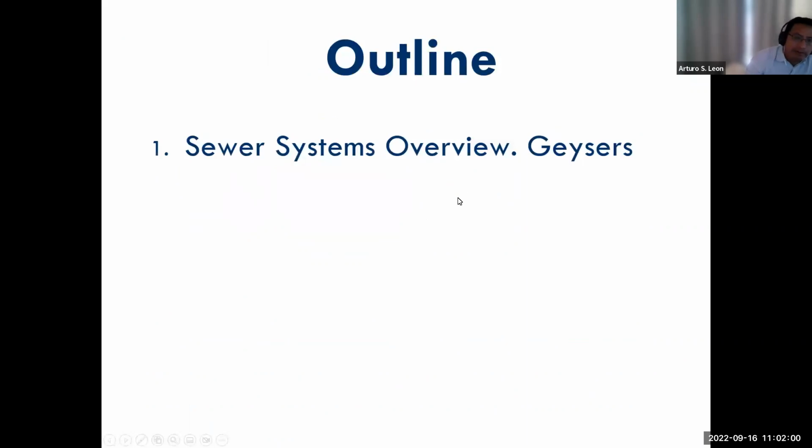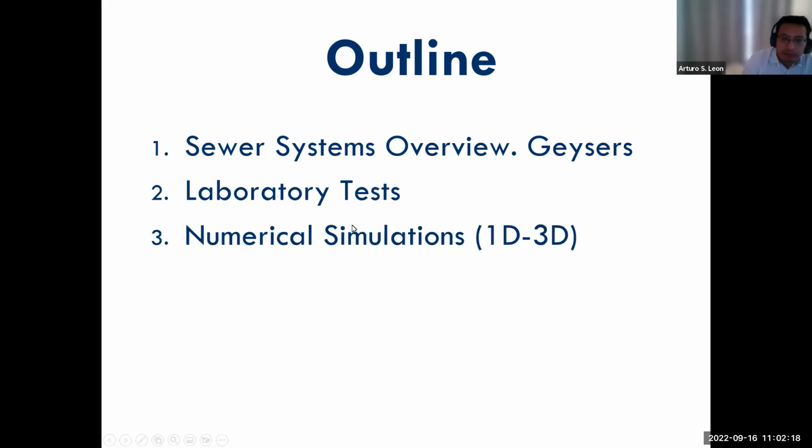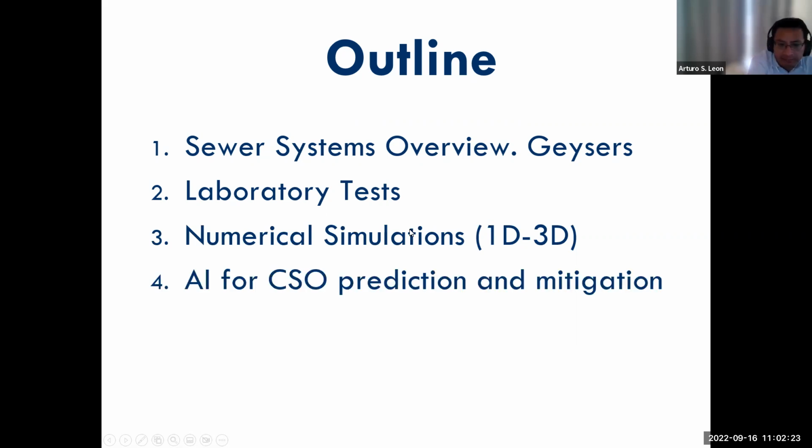So today, the outline is as follows. First, I will talk about an overview of sewers. What are sewers? And also I will talk about geysers, because geysers are a big problem in sewer systems. I will provide some laboratory tests we have done in the past, some numerical simulations from 1D to 3D. And then I will finalize talking about artificial intelligence algorithms for the prediction and the mitigation of combined sewer overflows.